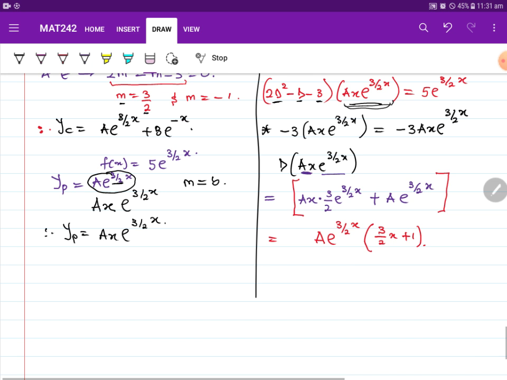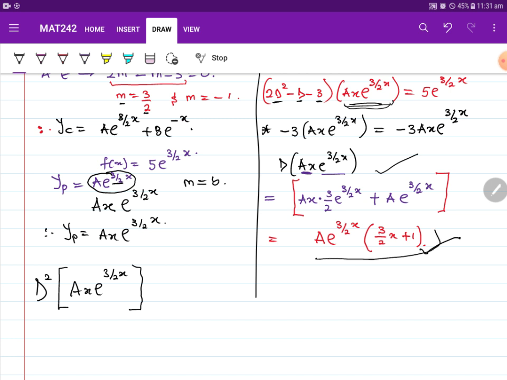But we have D square, which is the second derivative. So let's do that here. D square into bracket ax exponential 3 over 2x means we are differentiating this twice. Thank God we've differentiated once already, which is the same thing as this. So if I differentiate this, it should give me the second derivative. Now let's differentiate this using product rule, where what is here is u and what is here is v.